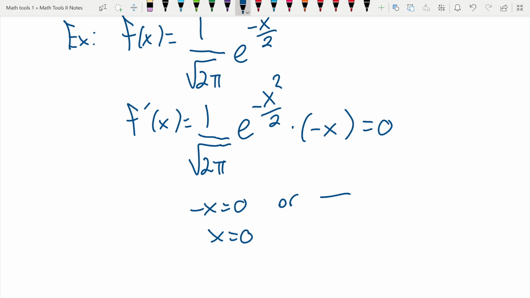And in the probability distribution functions, this is known as the mode. So this tells us that the mode of a standard normal distribution is 0.